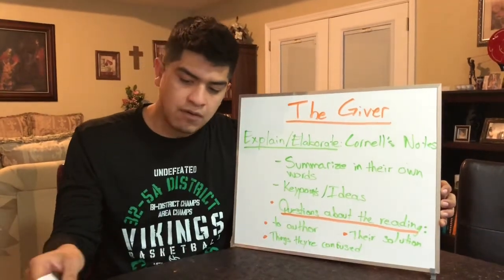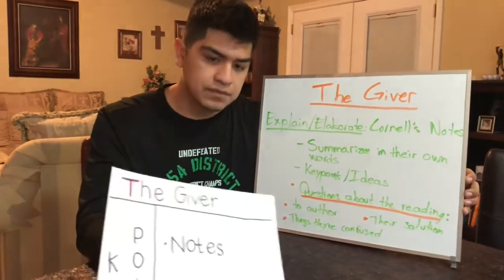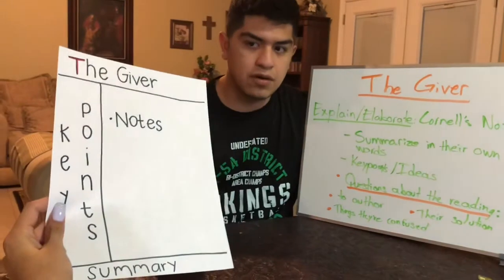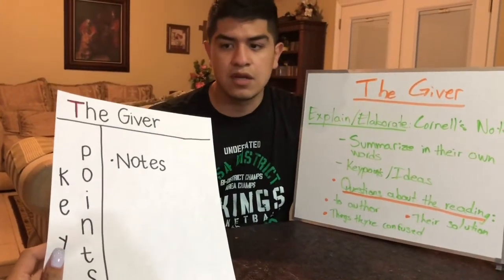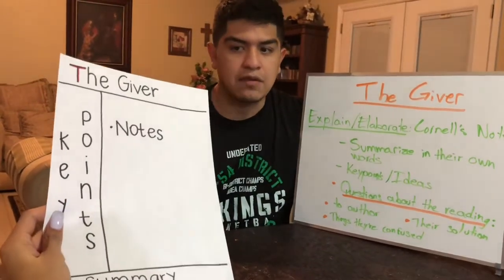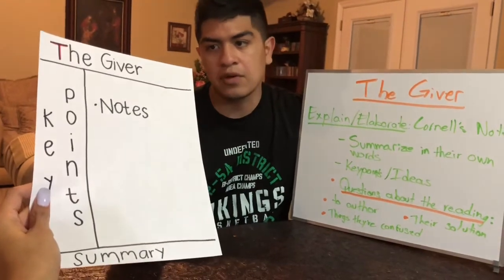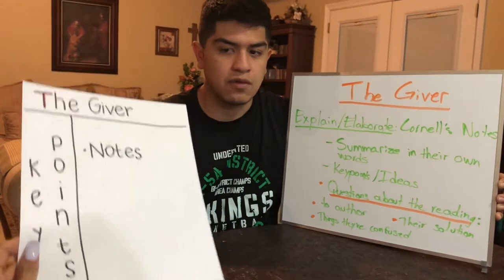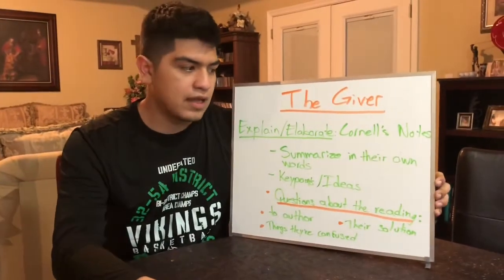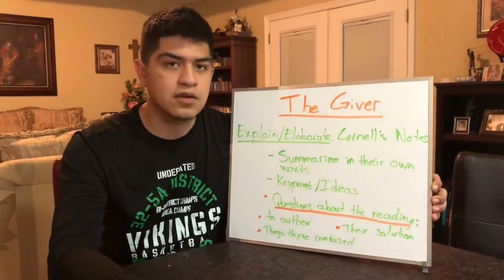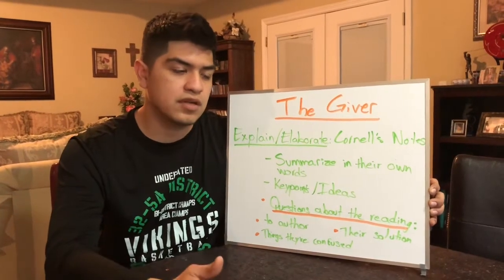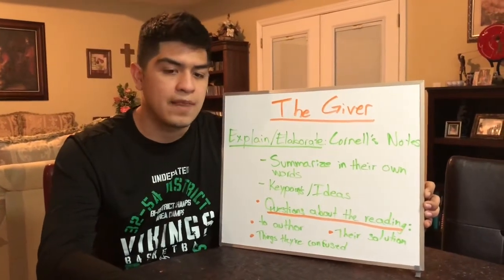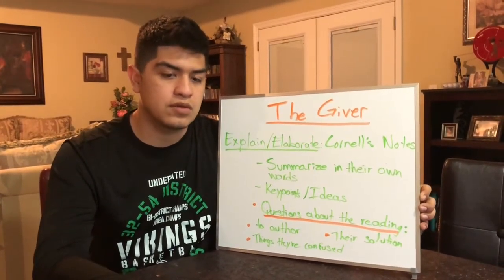I would give them this template. In the middle, it would say the notes, and on the left side it would have the key points and questions, and on the bottom part we have the summary of what they read that day. This is going to help them organize their notes and their ideas, and as they move on to the evaluate, it's going to help them get the information.